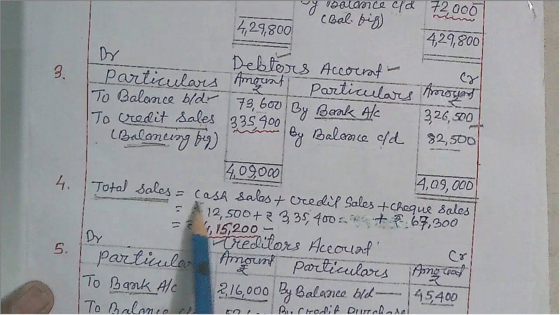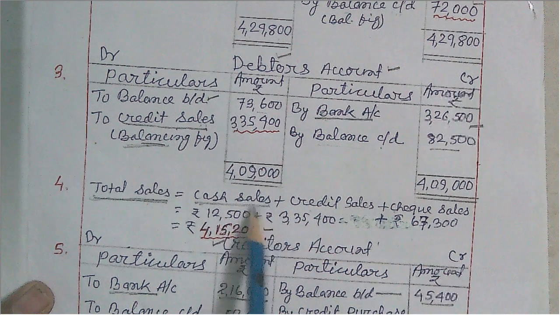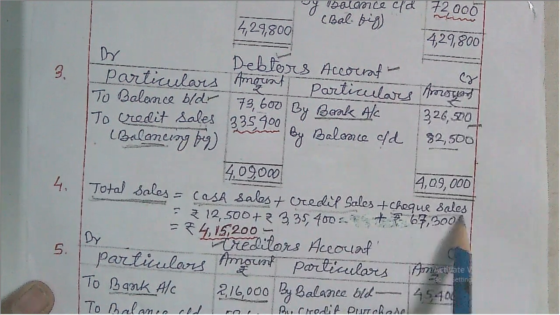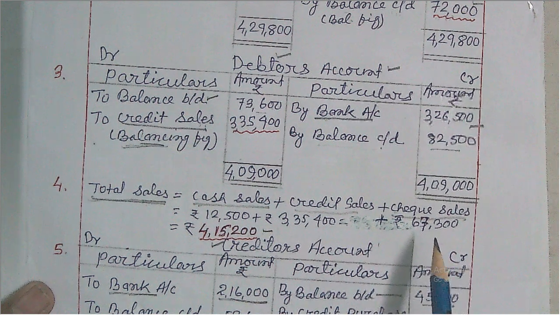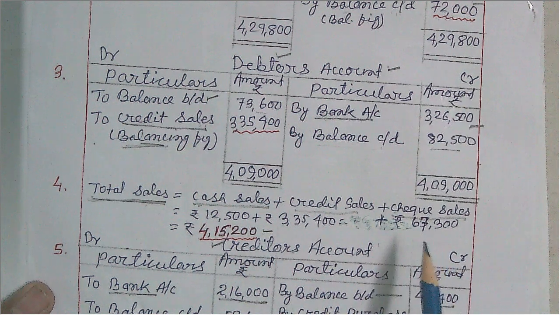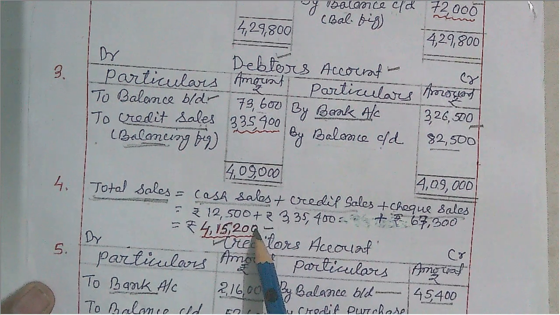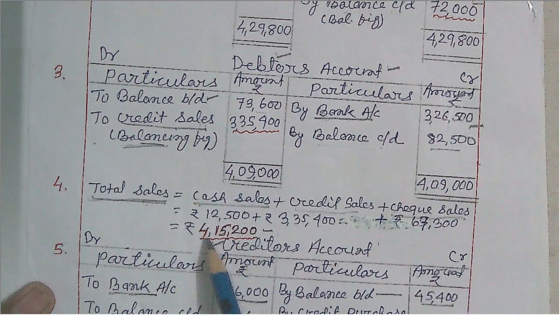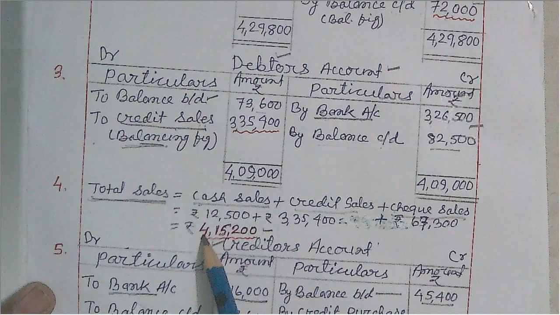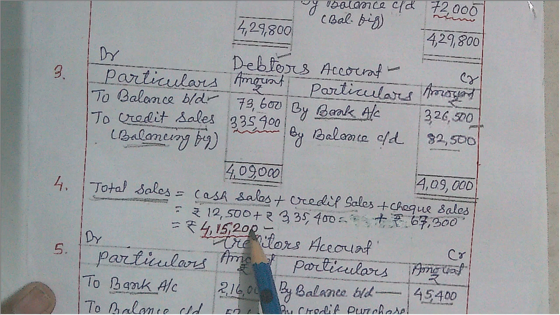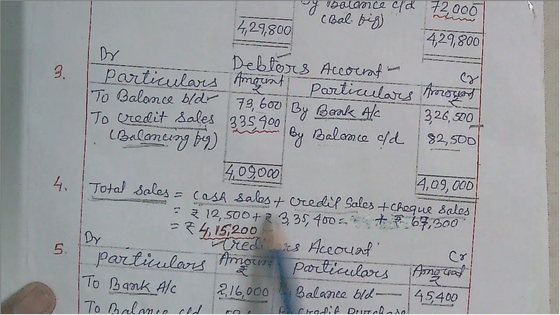Now similarly, next, sales. You see the total sales is here. Total sales means cash sales plus credit sales plus cheque sales, meaning the amount received by cheque. So the total amount of sales is 4,15,200. If you see in the trading account on the credit side, this amount is appearing, 4,15,200, on the credit side of the trading account, total sales.